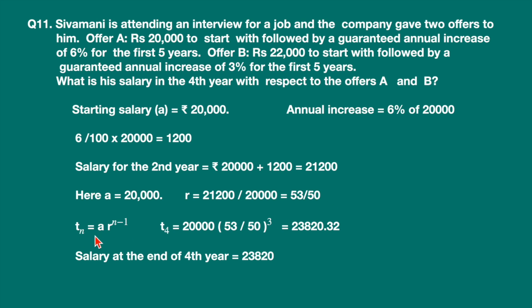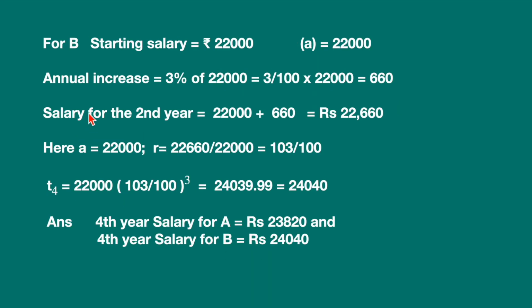Okay, the general term, nth term, write it down, formula. Now we want for the fourth year. So T4 is equal to, write down and substitute these values, evaluate, be careful when you evaluate, you will get this answer. So the salary at the end of fourth year will be 23,820.